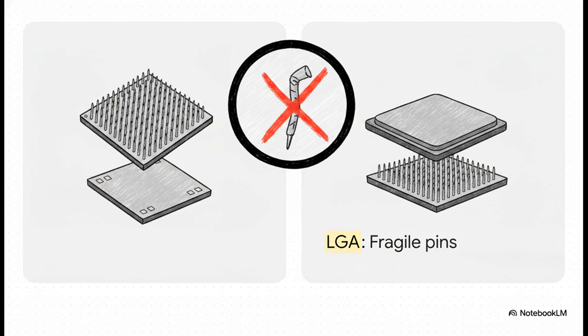Older AMD AM4 chips use a pin grid array, or PGA. That means hundreds of fragile little pins are sticking out of the bottom of the CPU itself. Modern Intel and newer AMD AM5 chips use a land grid array, or LGA. The bottom of the CPU just has flat pads, and the microscopic fragile pins are actually inside the motherboard socket.